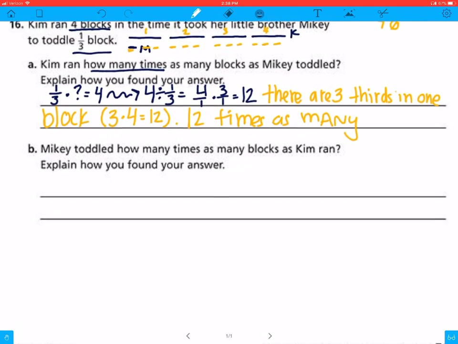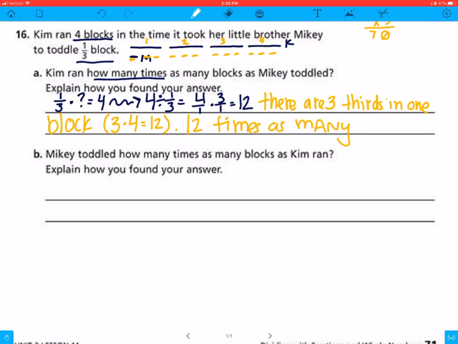In my little model, I could visualize her running those 4, him only running 1/3. Oh, okay, I get that. So Mikey toddled how many times as many blocks as Kim ran? Oof, so this is not going to be a very large number. So I know Mikey toddled, M is equal to something multiplied by K, which is 4, right? Because Kim ran 4 blocks in the time it took her little brother Mikey to toddle. So 1/3 is equal to a question mark multiplied by 4. So I need to multiply that 4 by something to get 1/3.